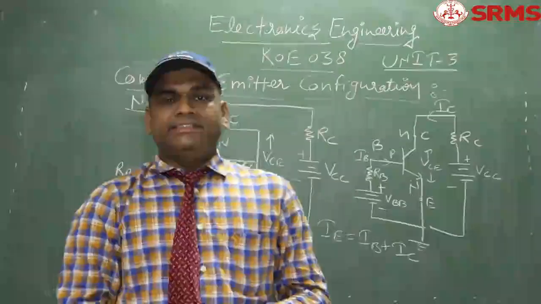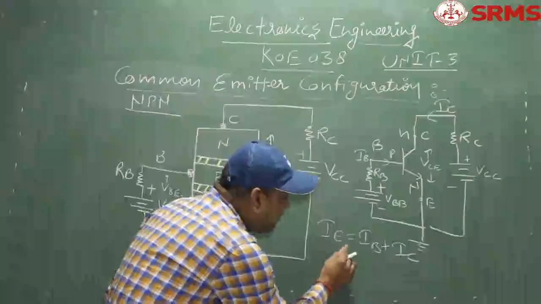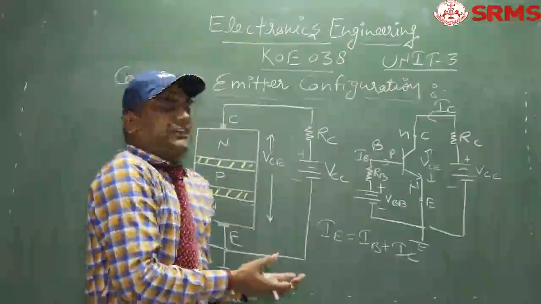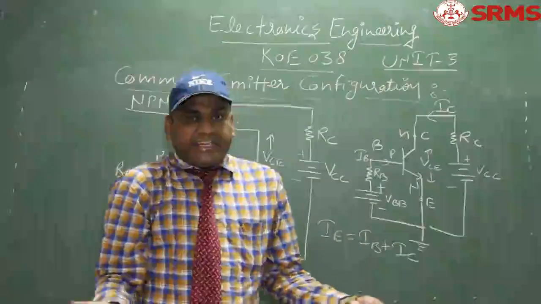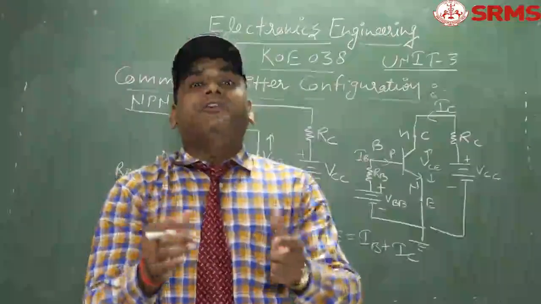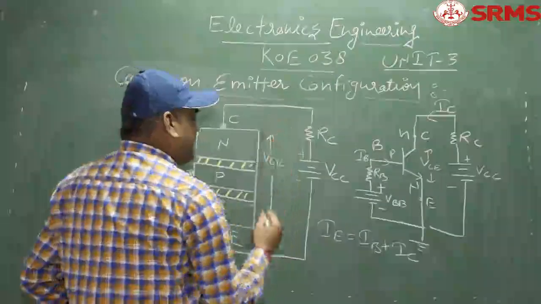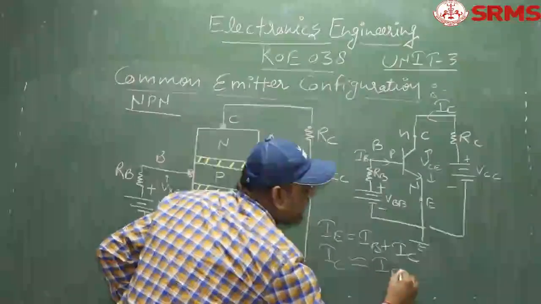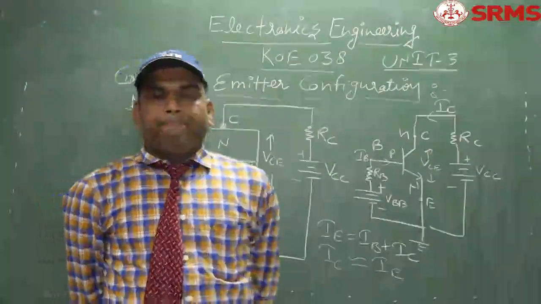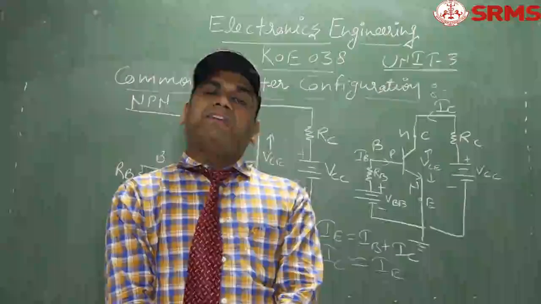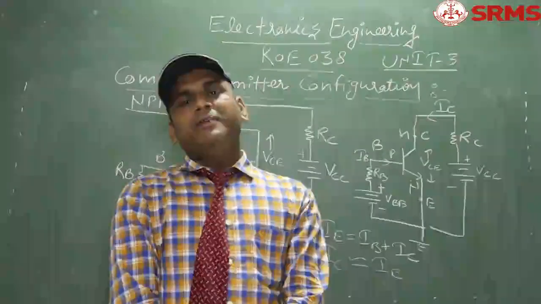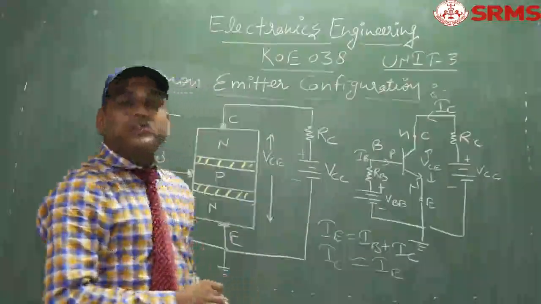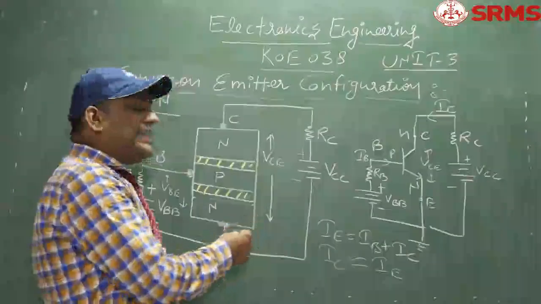But this is only KCL. Is that clear? This equation will never describe the circuit operation. I'm again repeating, as far as active region is concerned, this is only KCL rule, IE is equal to IB plus IC. But if you want to describe transistor action, in the active region, it is well known to all of us, IC is approximately equal to IE. So if emitter current is 1 milliampere in the active region, collector current is also 1 milliampere. If the emitter current is 2 milliampere, collector current is also 2 milliampere. But this is for the ideal transistor.